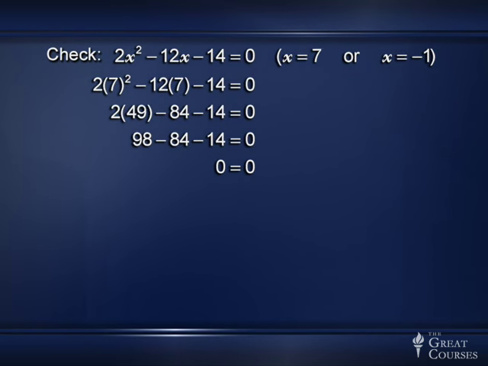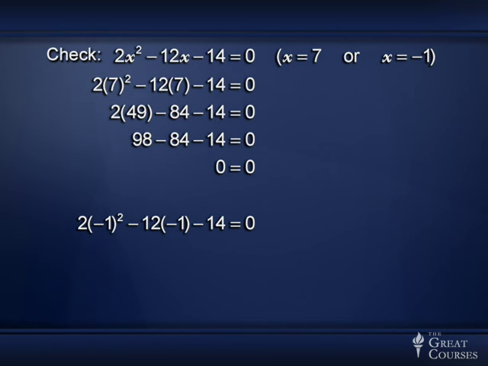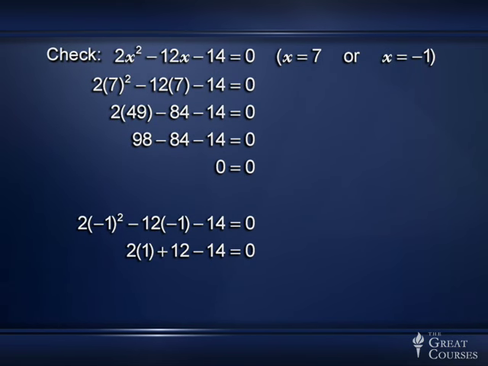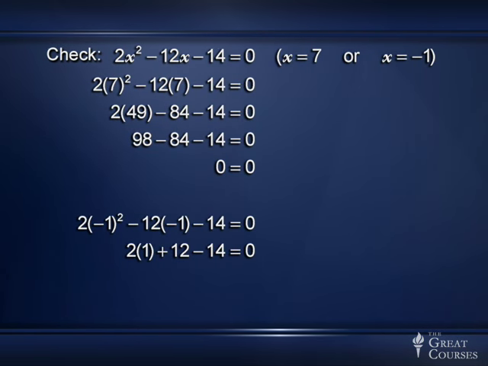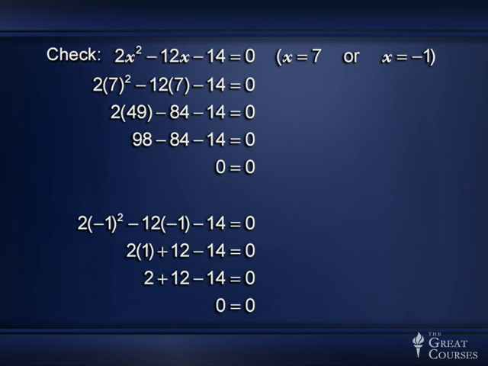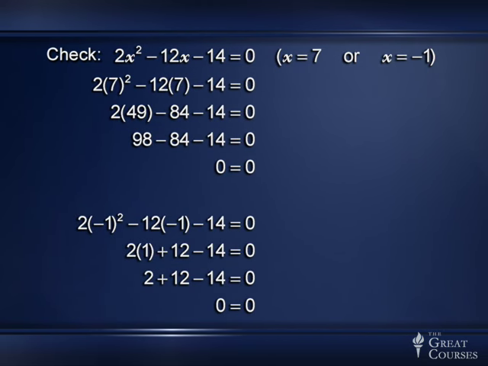Now let's plug in the negative 1. And you have 2 times negative 1 squared minus 12 times negative 1 minus 14 equals 0. That's the same as 2 times positive 1, because negative 1 squared is positive 1, plus 12, because negative 12 times negative 1 is positive 12, minus 14. So you have 2 plus 12 minus 14 equals 0, and of course that means 0 equals 0, because 2 plus 12 is 14 and 14 minus 14 is 0. So those two numbers really were the solutions, and we know that we can check that with no trouble.